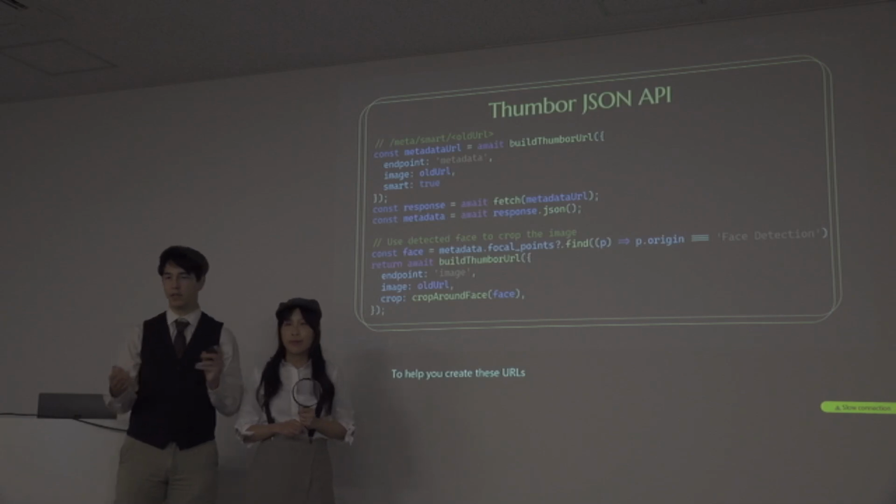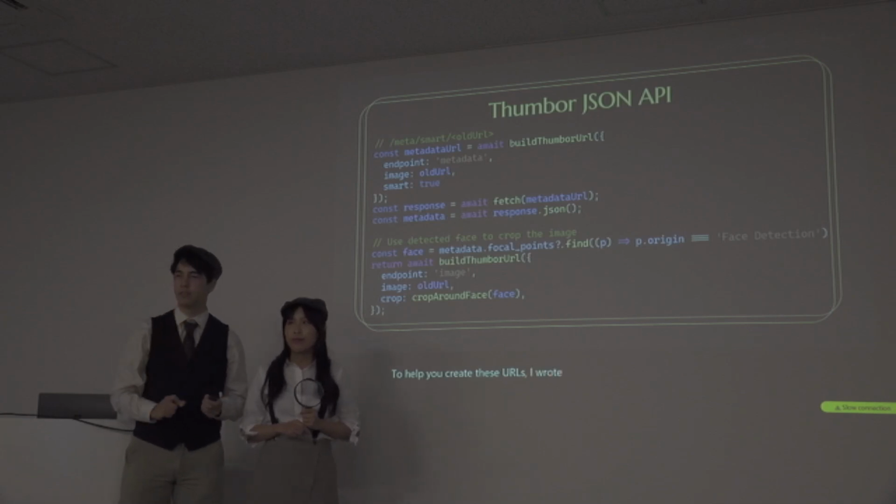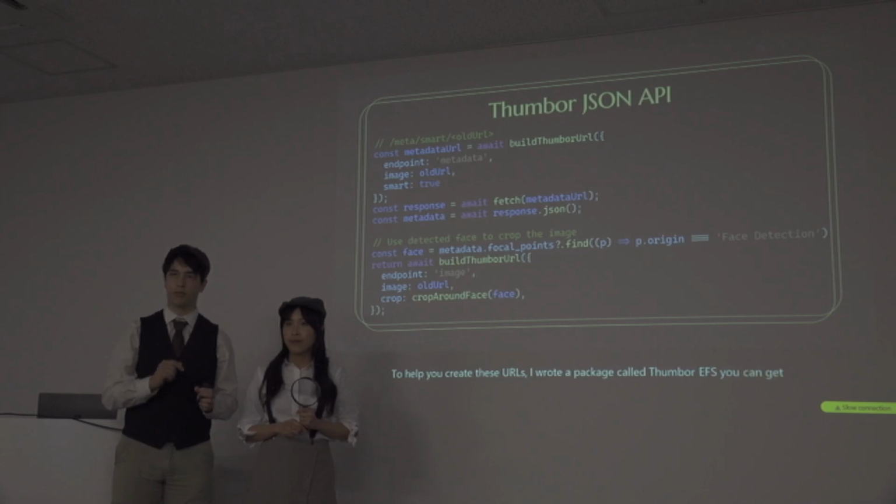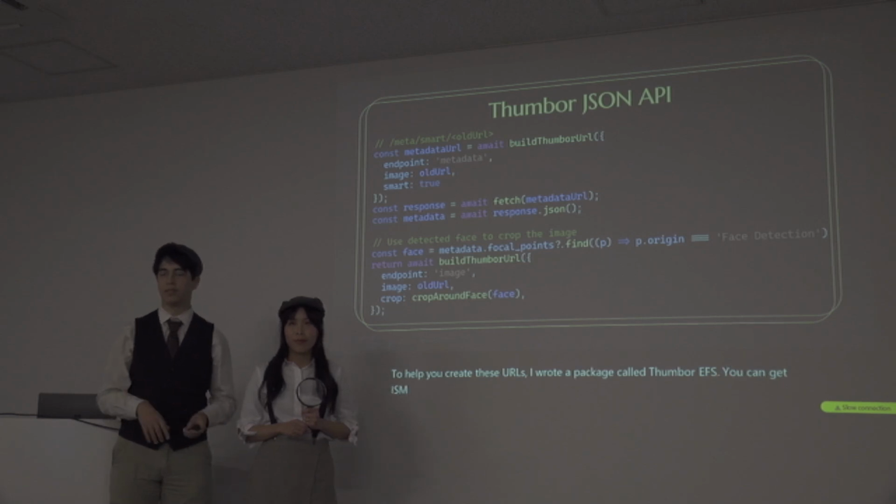If you need to debug somewhere, you can also add meta to the front of the URL and it'll return a JSON API. This JSON also includes coordinates for the face and other focal points. So if you want to do some more manual cropping besides Thumboard's defaults, you can do that using the JSON API.